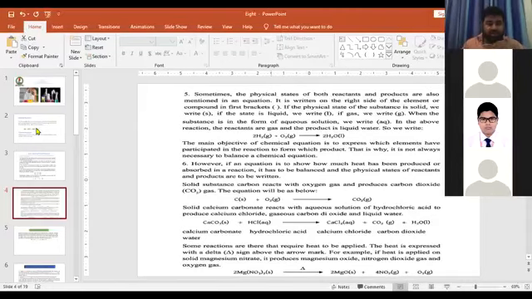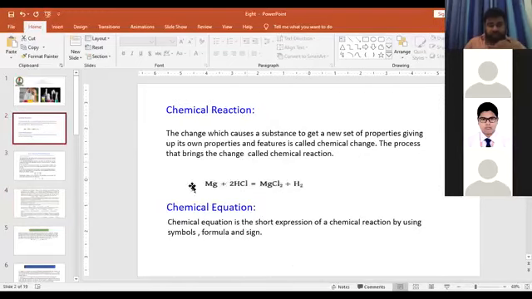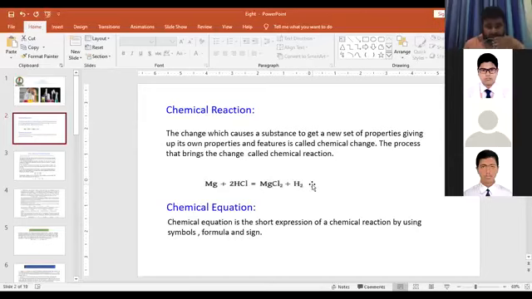Answer. Look, the reaction is balanced, because on the left side magnesium is 1 and hydrogen is 2, and on the right side magnesium is 1 and hydrogen is 2. The equation is balanced, so you use the equal sign as well as the arrow sign. But if the equation is not balanced, we have to use either the arrow sign or the equal sign. But if the reaction is not balanced, you cannot use the equal sign, but you have to use the arrow sign.